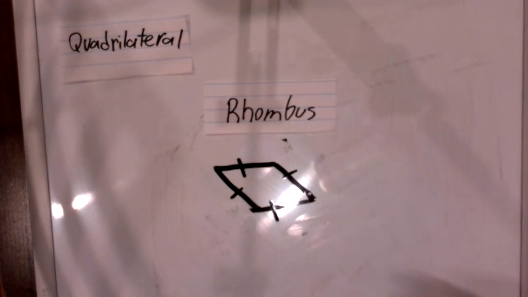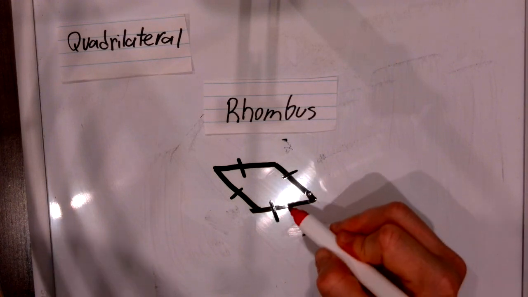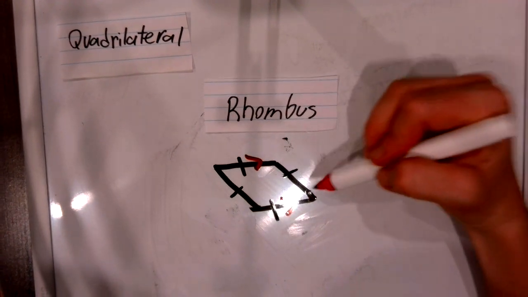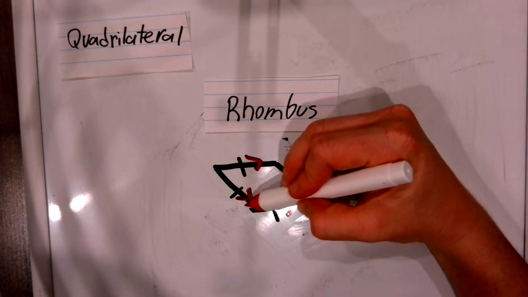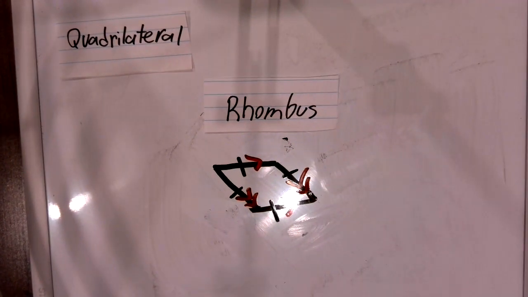A rhombus has two sets of parallel lines. So this line is parallel to that line, and this line is parallel to this one. So it's similar to a square in that all four sides are congruent and it has two pairs of parallel lines. But what's different about it? How is a rhombus different than a square?